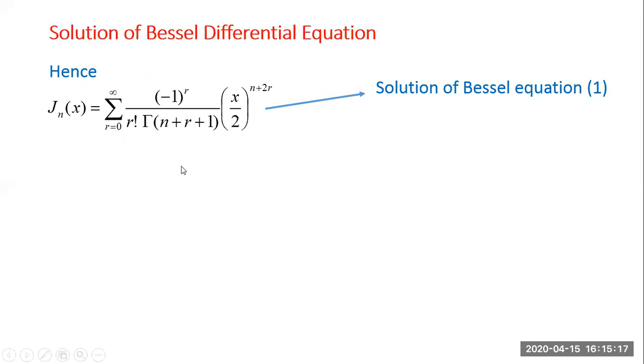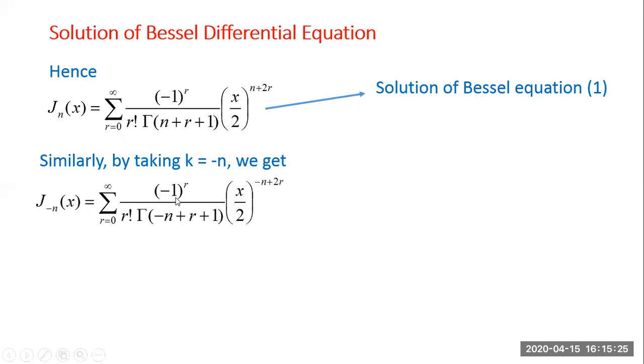So similarly, if I take k is equal to minus n and follow the similar steps, I get another solution of Bessel's equation, which we denoted by J suffix minus n of x, which is given by minus 1 power r divided by r factorial, gamma of, in place of n, we get minus n plus r plus 1, x by 2 to the power minus n plus 2r. So what is this? This is another solution of Bessel's equation, which we got by taking k is equal to minus n. So these two are the two independent solutions of Bessel's equation.